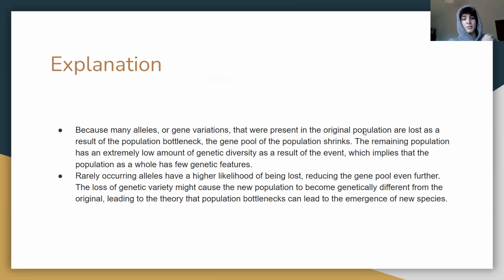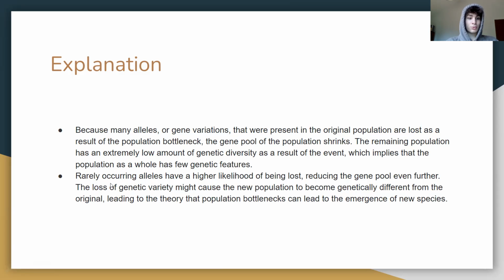So finally, we have the explanation. Because many alleles, or gene variations, that were present in the original population are lost as a result of the population bottleneck, the gene pool of the population shrinks. The remaining population has an extremely low amount of genetic diversity as a result of the event, which implies that the population as a whole has few genetic features.